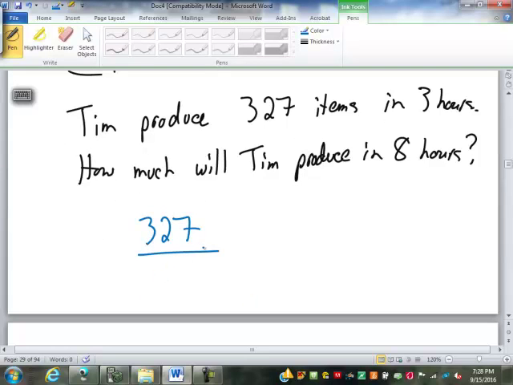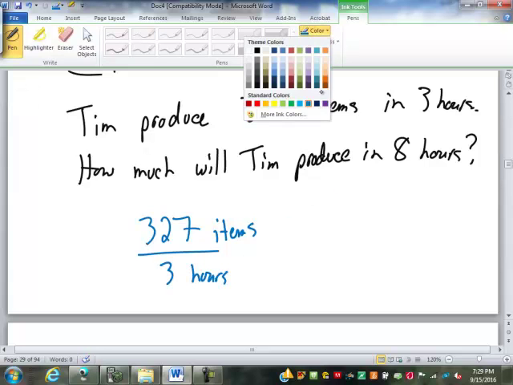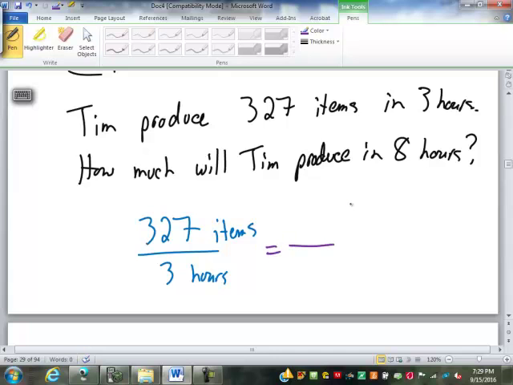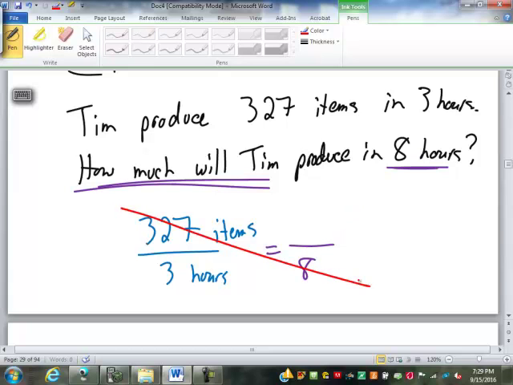We have 327 items in 3 hours. Do we have any other numbers that represent the items? No, that's what we're looking for, is how many items, right? Do you have any other numbers that represent the hours? The 8. So now how do we find our missing number? Cross multiply and divide, which is going to give us 872. You got it.